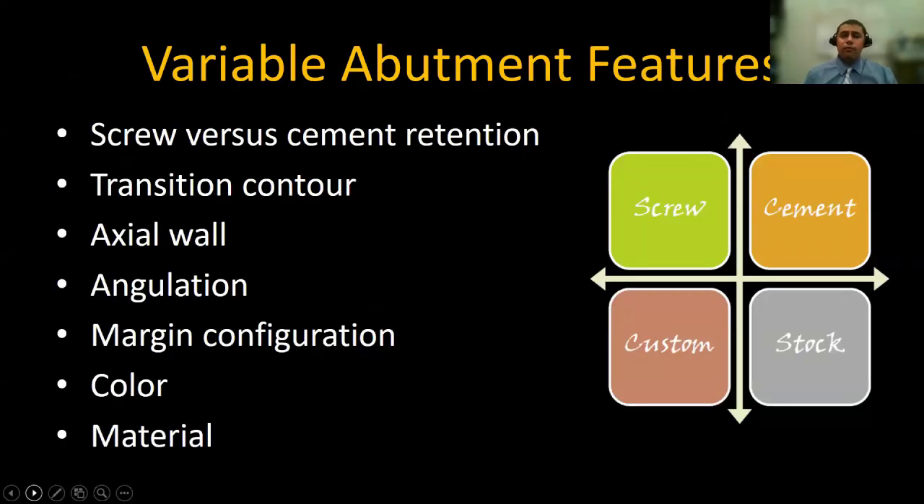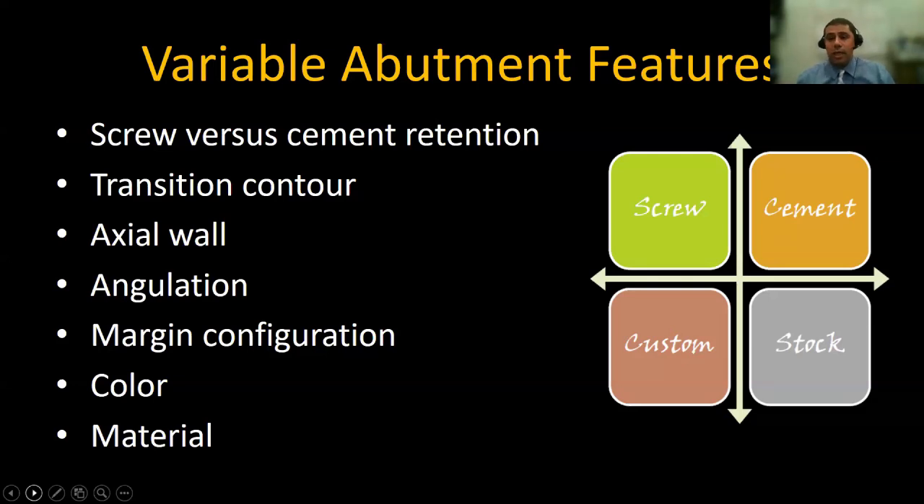Some of the variable abutment features that are very important are things like the design of the restoration. Will it be cement retained or screw retained? That's a decision that you have to make, and then how you can accomplish that for each option. What would be the best abutment material and design for that? Transition contour in the transmucosal area: how you transition from the dental implant platform to the restoration to provide tissue support and good emergence profile that results in better aesthetics and better function.